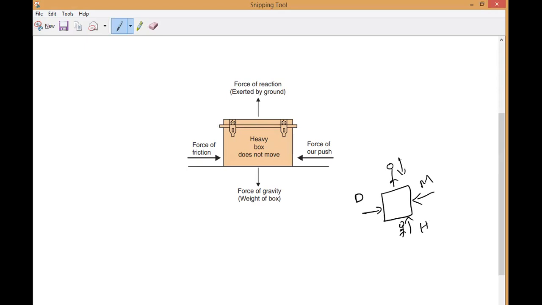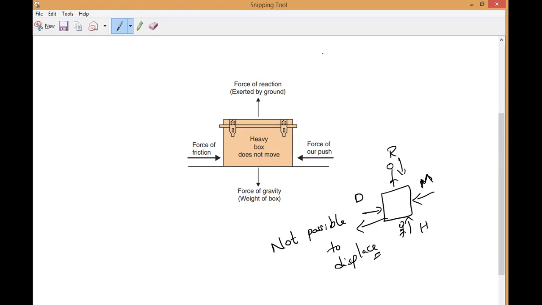Now you tell me, if everybody on all sides is applying the same amount of force and trying to push it, is it possible to displace this object? Is it possible to displace? It is not possible to displace. Why, guys? Can anybody tell me?